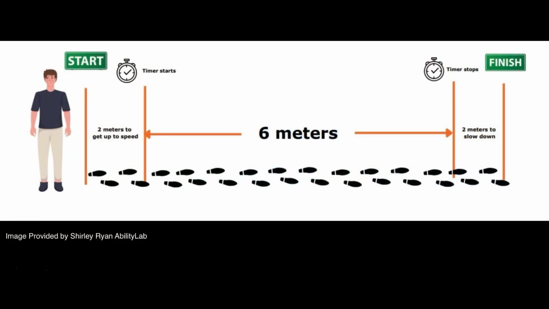To begin, a 10-meter path is marked on a flat, straight surface. The setup includes 2 additional meters before and after the measured 6-meter section to allow for acceleration and deceleration. The timing starts once the individual passes the 2-meter mark and stops at the 8-meter mark. This ensures we're measuring steady-state walking speed rather than the effects of starting or stopping.